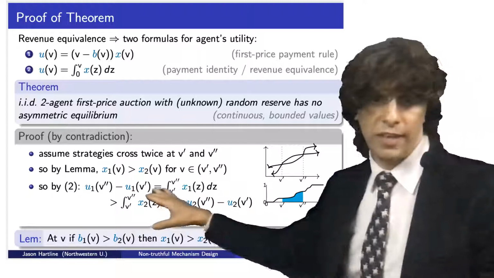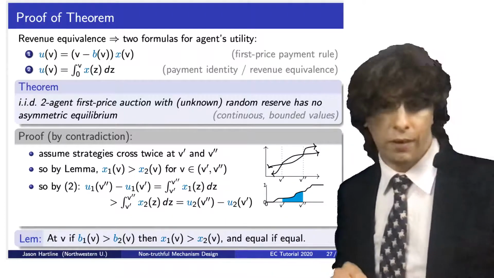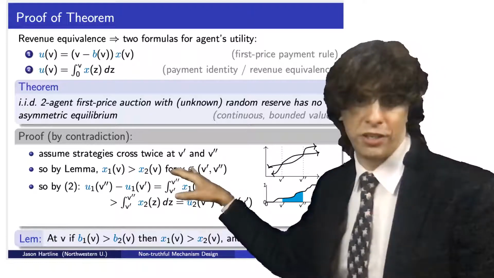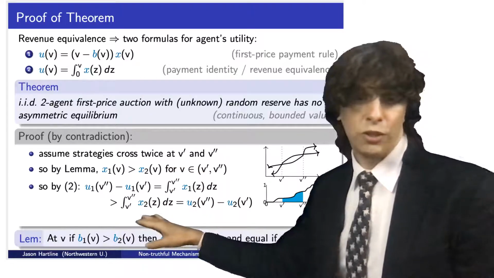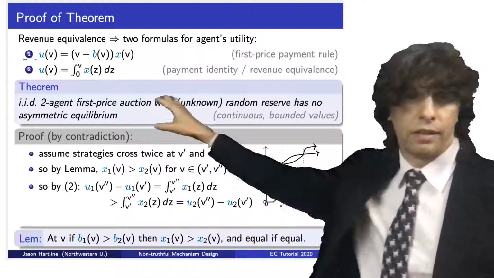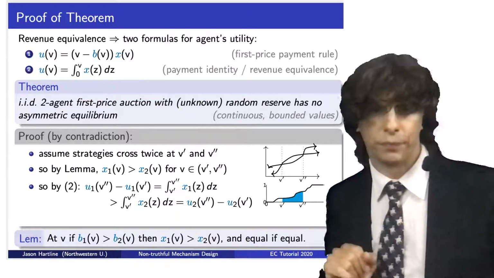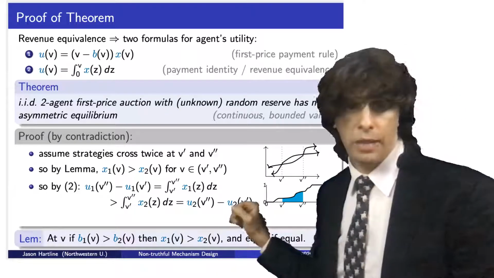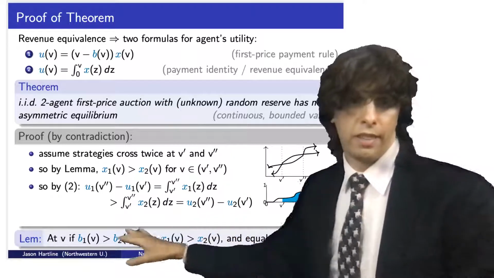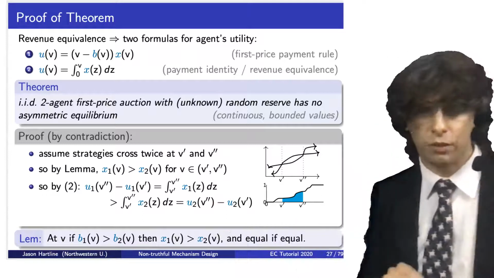Okay, so the difference in utility is this integral from v prime to v double prime of the allocation probability of the agent. Okay, and then by the lemma, this allocation probability for agent 1 is strictly higher than the allocation probability for agent 2, so that integral is strictly bigger than the integral for player 2's allocation probability, which is equal, by the payment identity, to the difference in utility for agent 2. Okay, so we see, applying the second equation for utility and using our lemma, that the difference in utility that agent 1 feels on this interval is strictly more than the difference in utility that agent 2 feels on this interval.